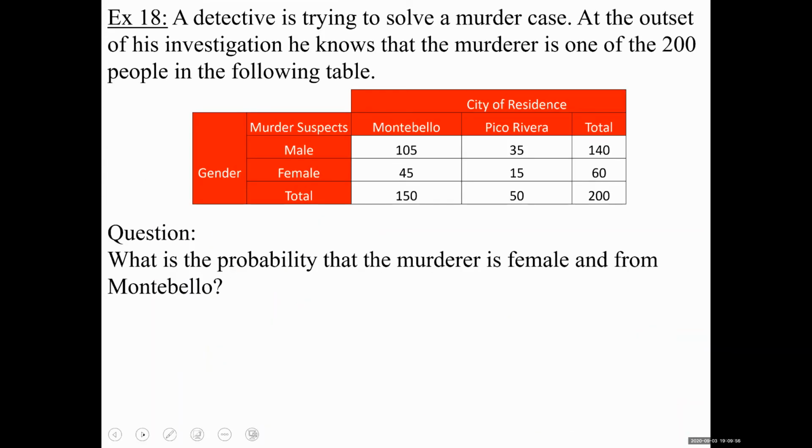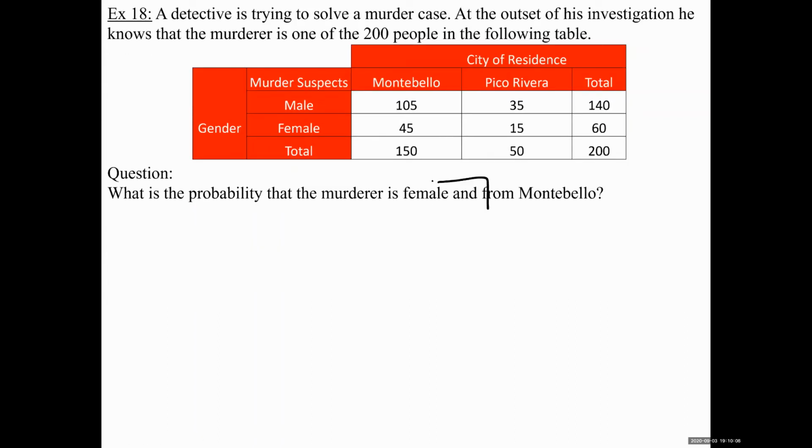Let's see what it says here. A detective is trying to solve a murder case. At the outset of his investigation, he knows the murderer is one of the 200 people in the following table. The question is, what's the probability the murderer is female and from Montebello? So it's an and question. Part of the reason I want to do this one is because there are some extra things you have to do in this one that you didn't have to do in the other ones.